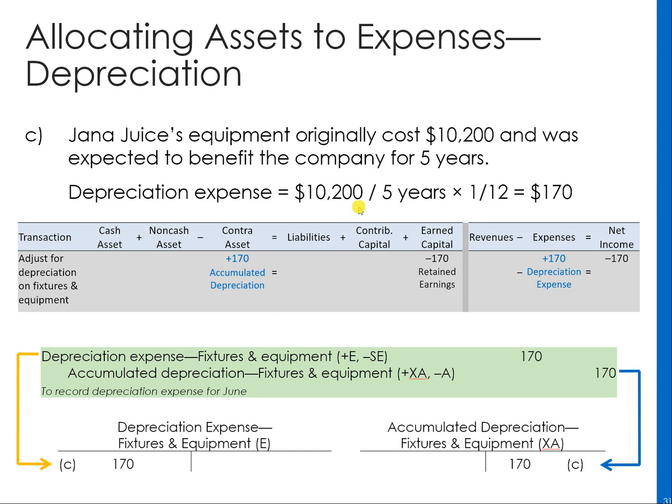And we're going to repeat this process for the next 5 years. Every month we're going to post 170. Or if you choose to post depreciation annually, that's fine. So by the end of the year, we're going to post a full year of depreciation by making the same journal entry.